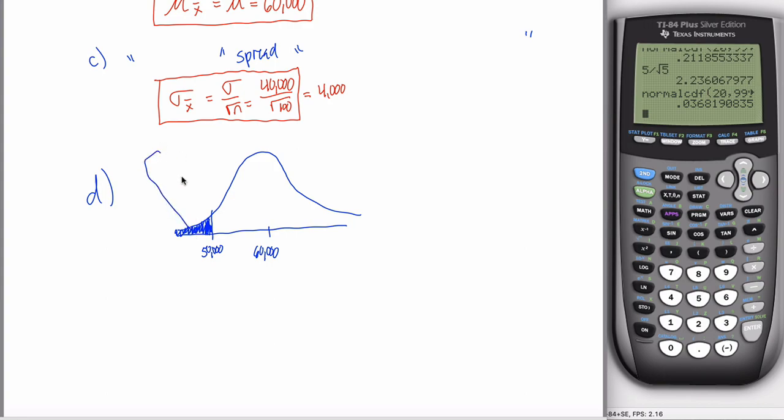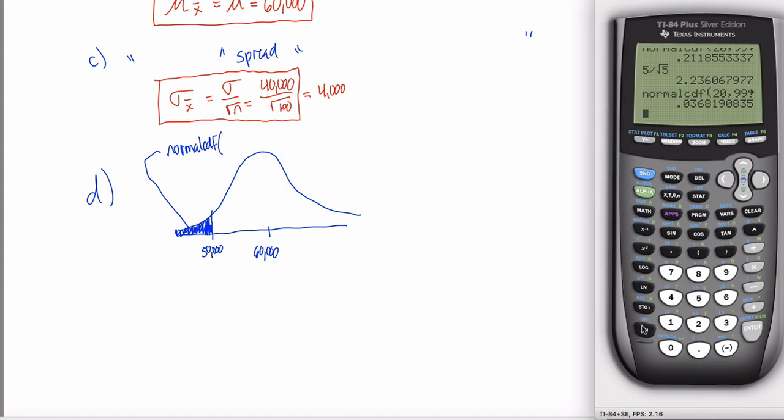And then tell your grader how you're getting that answer. You're getting that answer with the normal CDF function in your calculator. Because anytime you're trying to find the area, you use normal CDF. The normal CDF function in your calculator, it's under the distribution menu. So you hit second and then variables, you turn your calculator on. This one takes a minute sometimes. Hit second and then variables and go down to normal CDF.